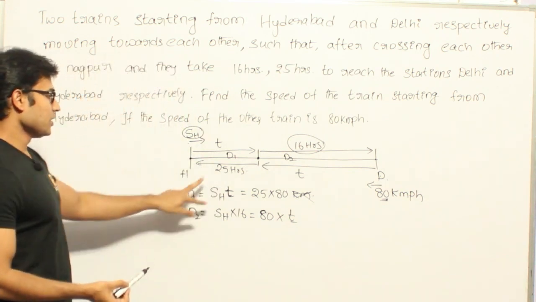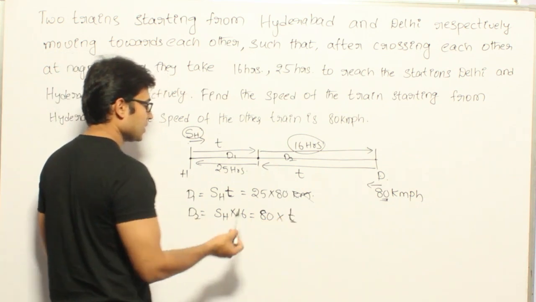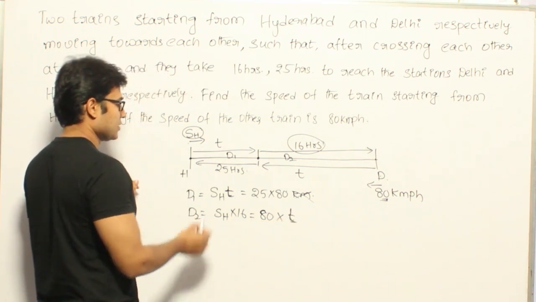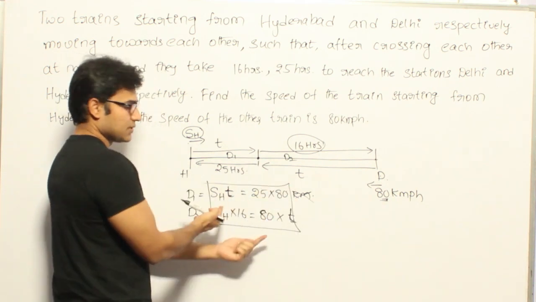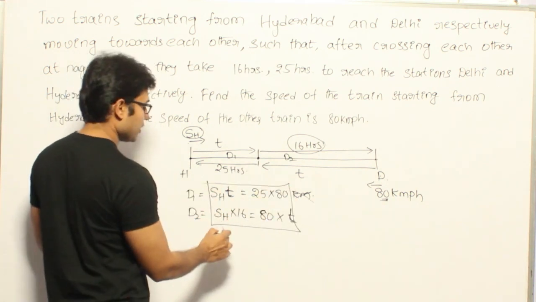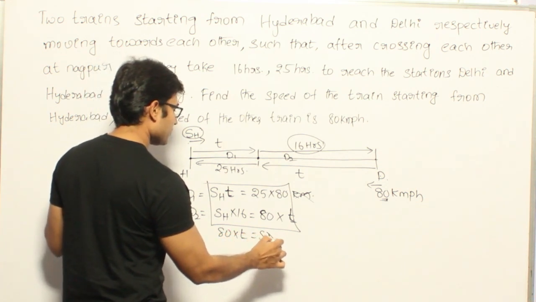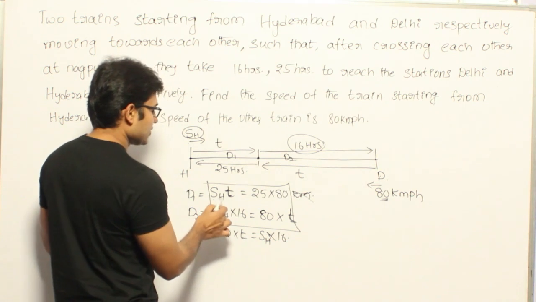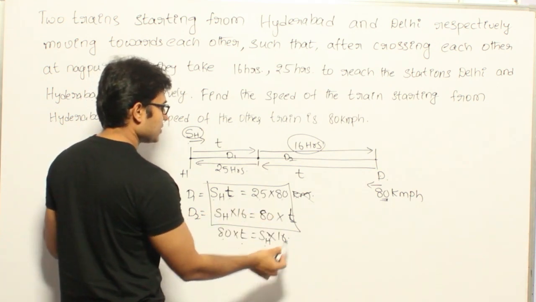Okay, now we got two equations. From these two equations I am supposed to find out the value of SH. So in order to find the value of SH, I'll take these two equations and reverse this and divide it. So what I write is 80 into t equal to SH into 16, right? Now SH into t equals 25 into 80, and 80 into t equals SH into 16.